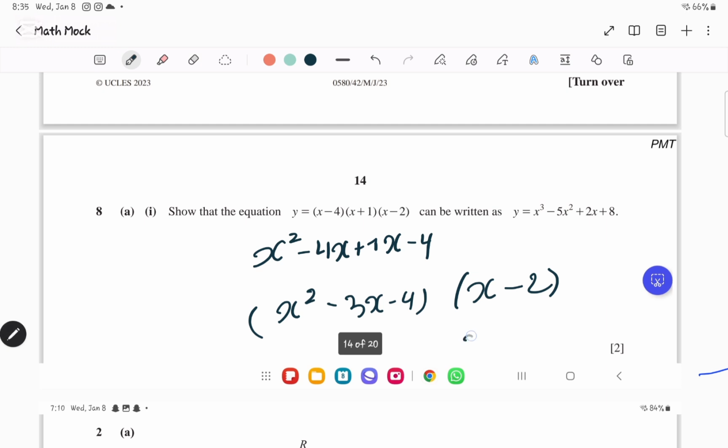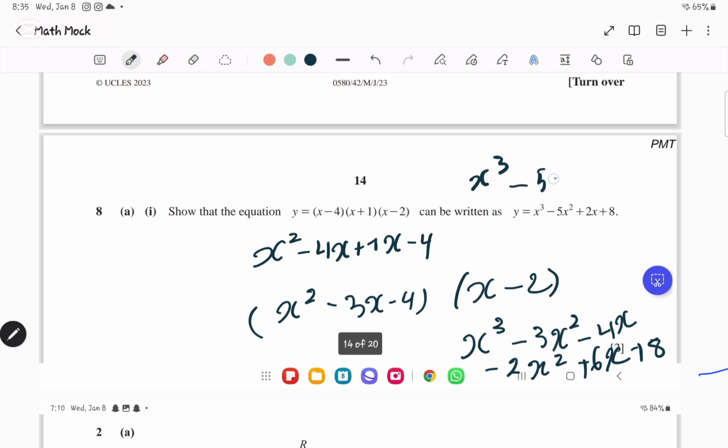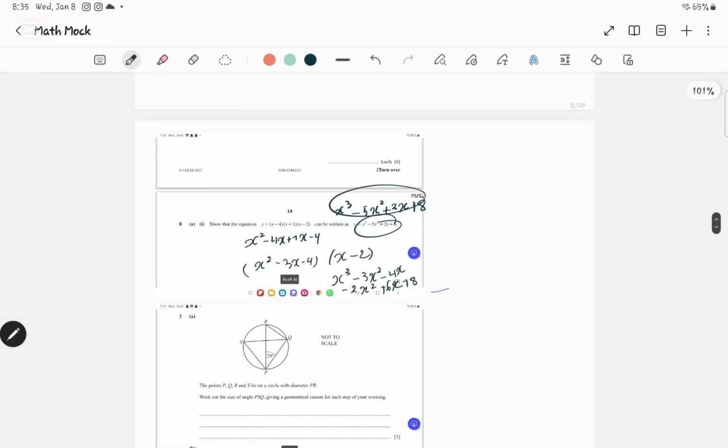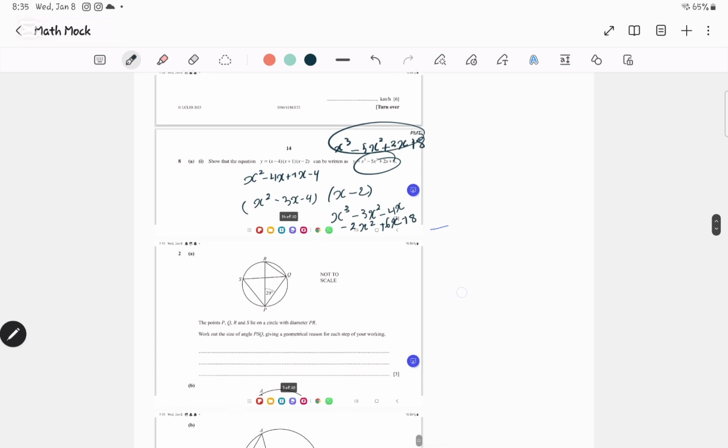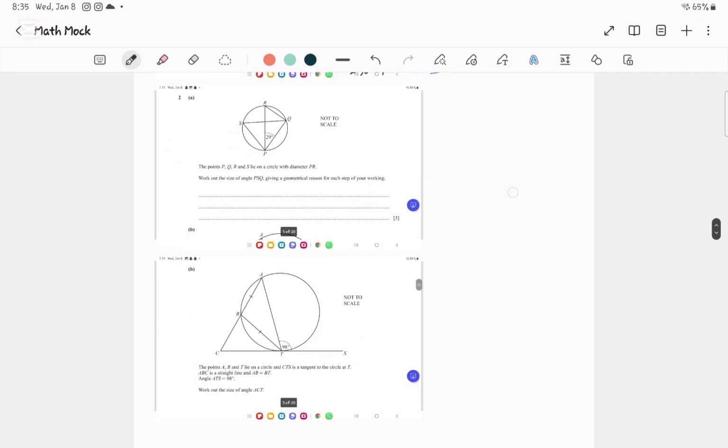So then it's going to become x to the power of 3 minus 3x squared minus 4x minus 2x squared minus 6x. Actually, not minus 6x. Minus times minus is plus, so plus 6x. And then plus 8. Adding them together, it becomes x to the power of 3 minus 5x squared plus 2x plus 8. And there we go. You see, it is exactly the same. And that is it for this past paper. So we will move on to the next past paper.